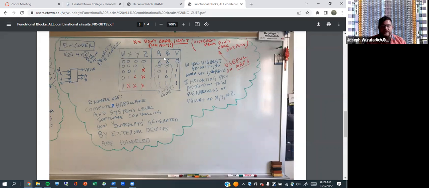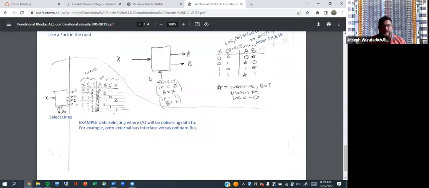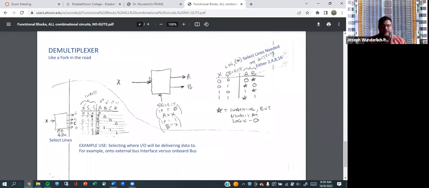Again, not designing the insides. This is something you can just get out of libraries and logic simulators and buy as chips and use as a functional block as you build bigger things. And then another functional block is a demultiplexer, in this case for routing X somewhere. And this has 2 inputs, the signal that needs to be routed and which way to route it.